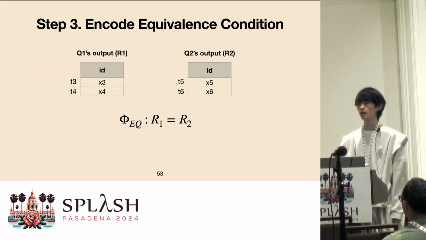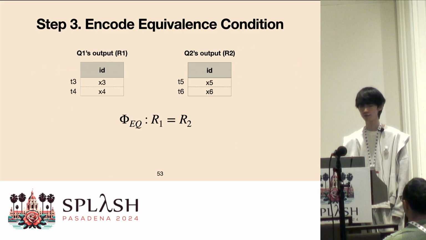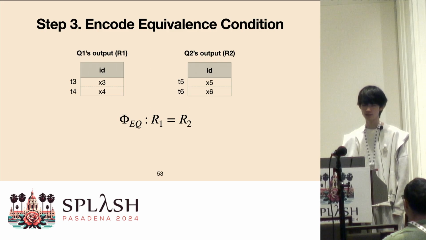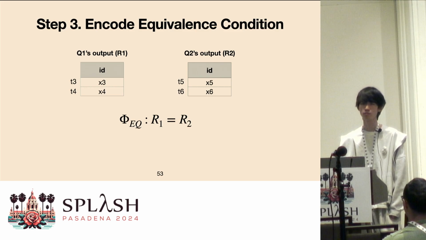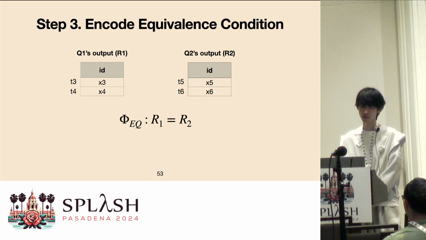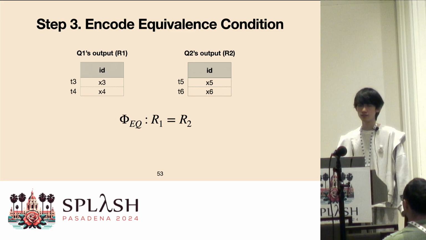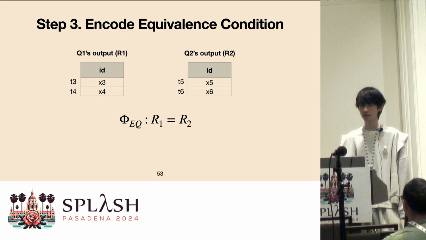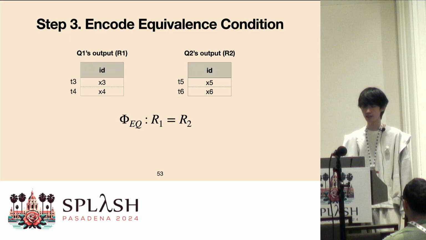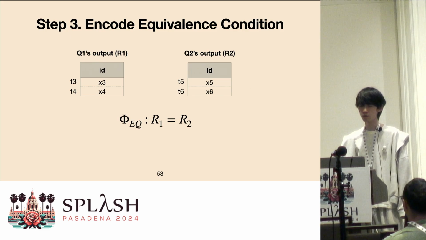And finally, we'll construct an equivalence condition that states the outputs of two queries should have the same size and contain the same tuples with the same multiplicities, which basically means that the two queries are semantically equivalent under the bag semantics. And more specifically, it means two multisets should contain exactly the same elements.